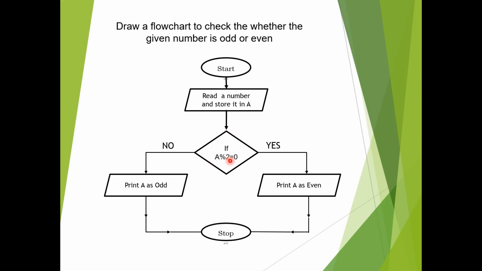If A divided by 2 is equal to 0, if it is yes, it should print A as even. If it is no, it should print A as odd. And after printing this particular output, both the arrows will connect to the stop symbol. Clear? Both the arrows will connect to the stop symbol. Clear children? The next flowchart question.